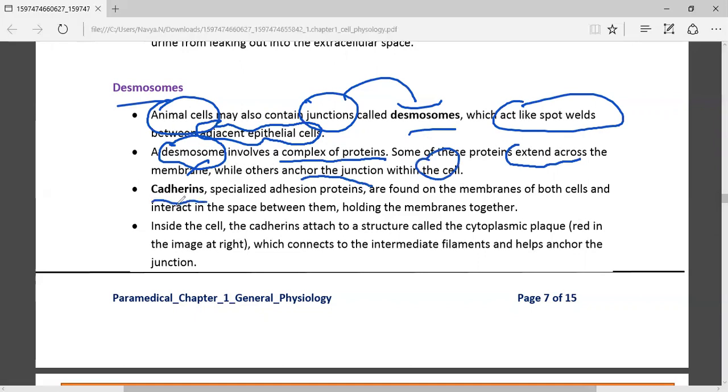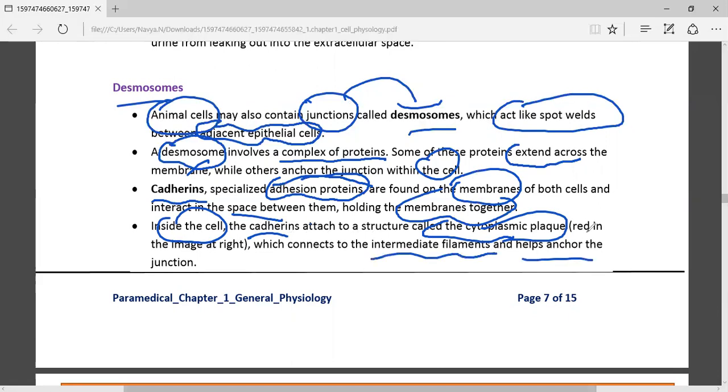Cadherins are specialized adhesion proteins found on the membranes of both the cells, and they interact in the space between them, holding the membranes together. Also inside the cell, these cadherins may attach to a structure called the cytoplasmic plaque, which is the red in the image at the right side. That connects to the intermediate filaments and also helps anchor the junction.